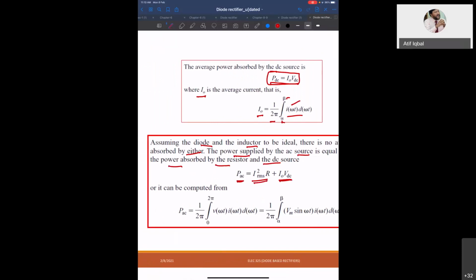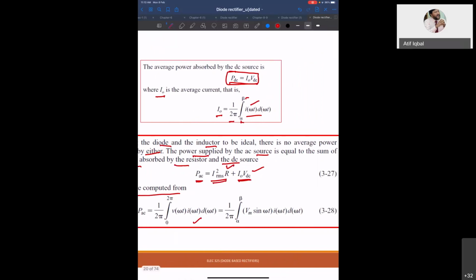Okay. And you can compute the power from here. So either you compute the power from here or you compute the power from this equation. Okay.